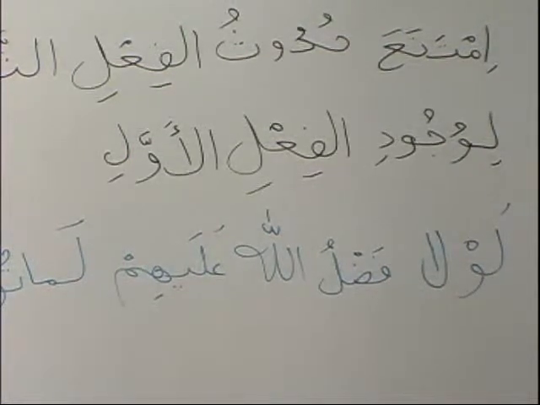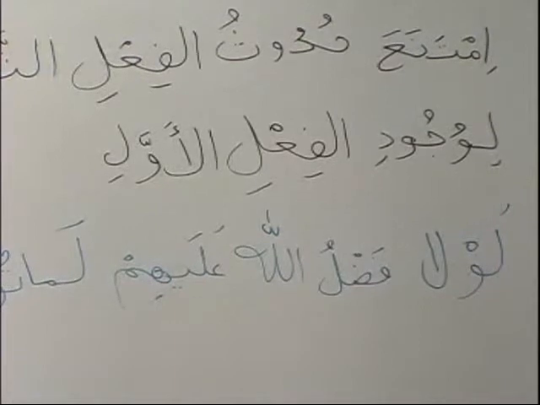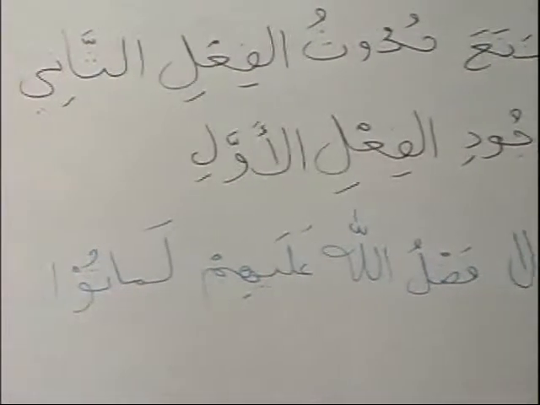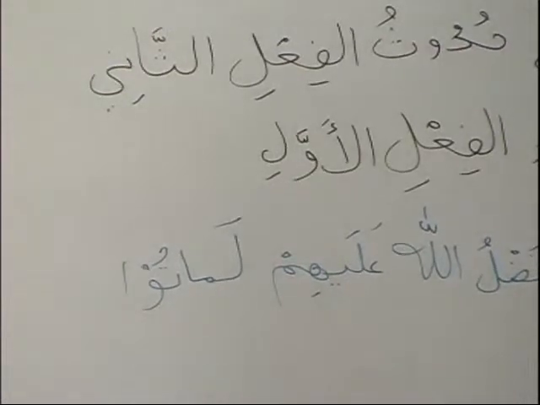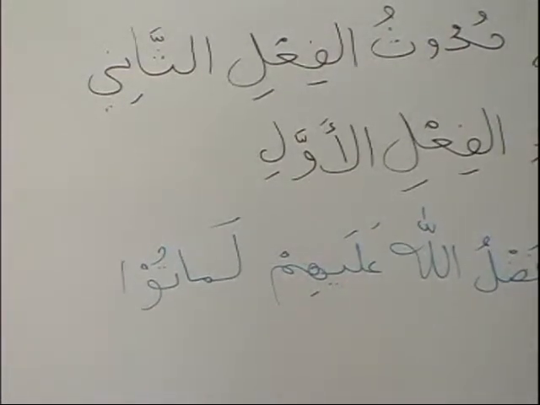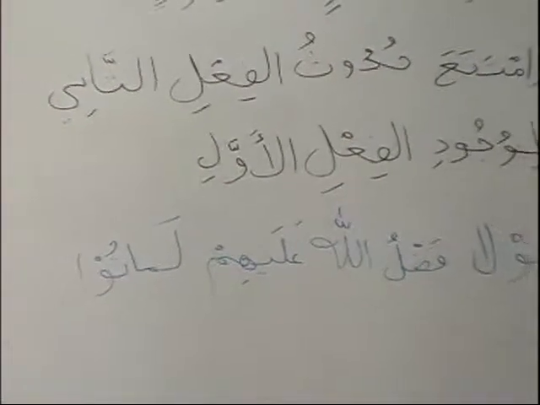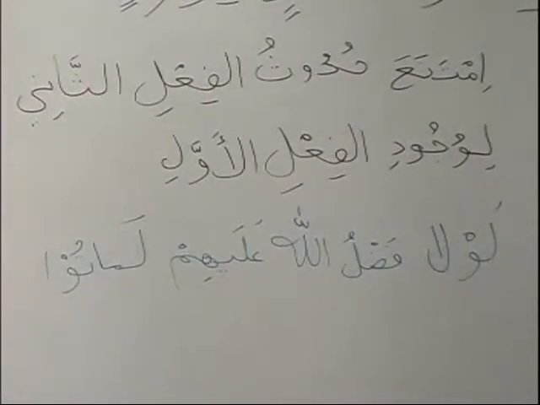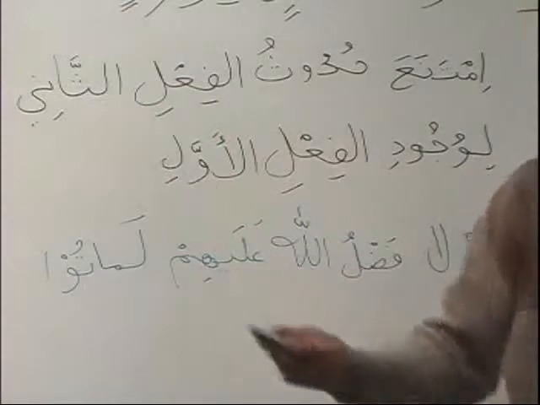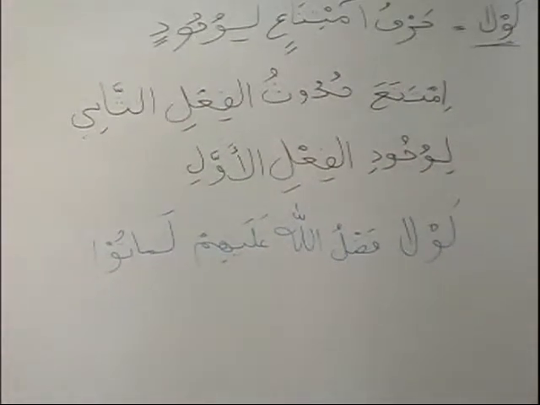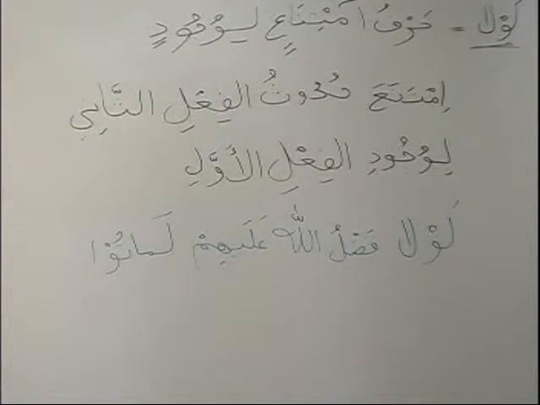What is the next line, brother? Lawla fadlullahi alayhim lamatu. But for the grace of Allah, they would have died. Brother, they did not die. Imtana' hudusi fi'li thani. The jawab, which is the fi'l thani, or the action you can say, it did not take place. They did not die. Why is it that they did not die?